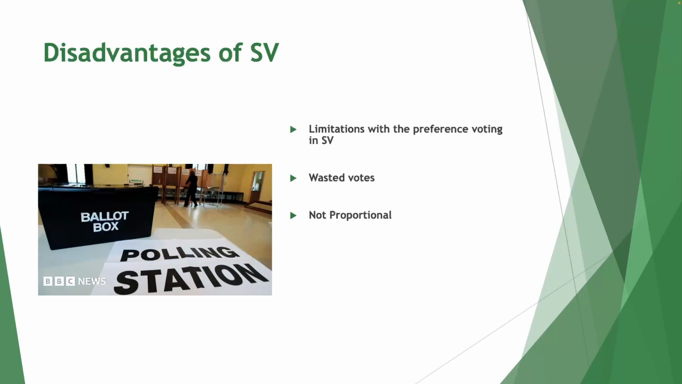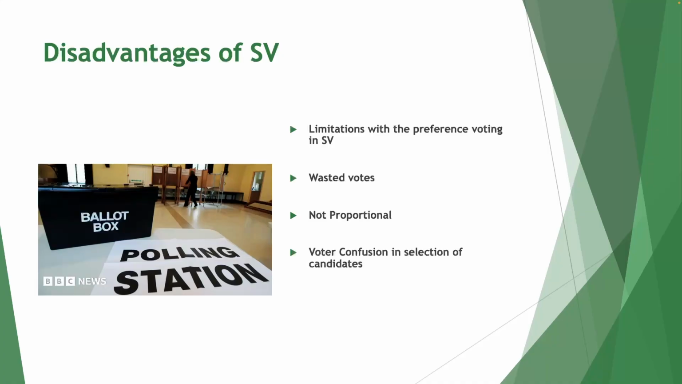Just like first past the post, the SV system is also not proportional. It means that essentially the number of seats or positions a party or a candidate wins does not necessarily reflect the overall vote that they received. This can obviously, just like with the first past the post system, lead to situations where a candidate wins a race by a narrow margin despite not receiving a majority of the vote.